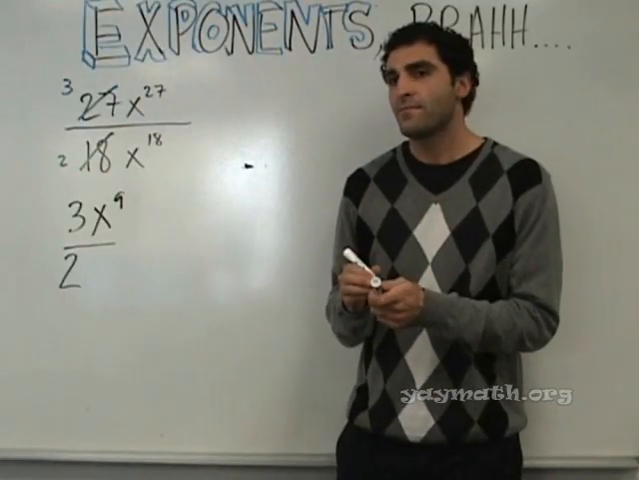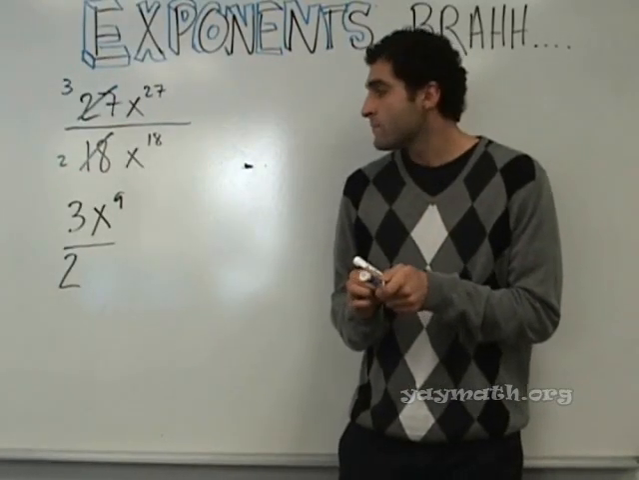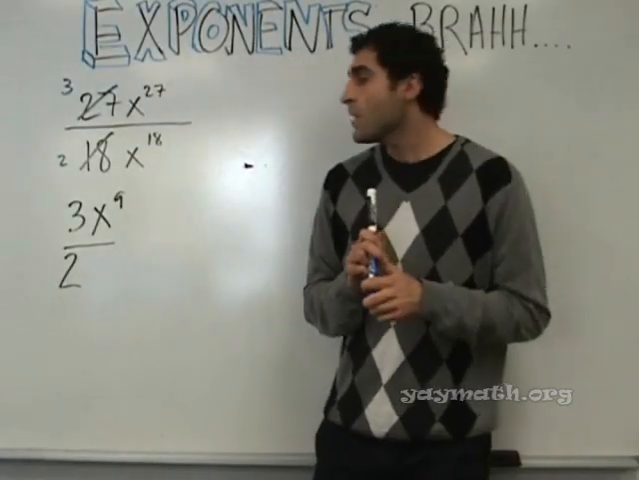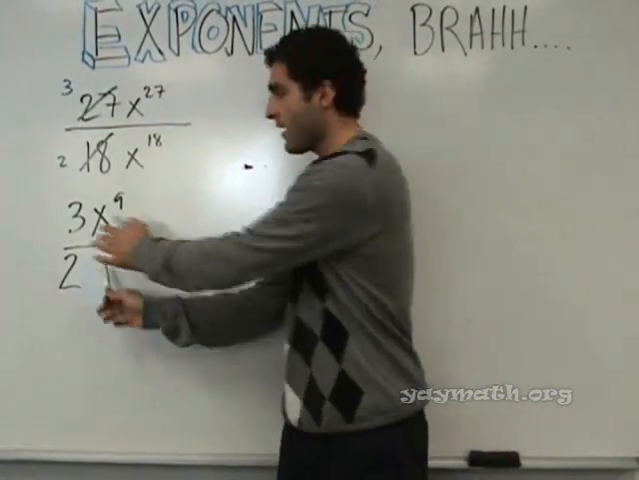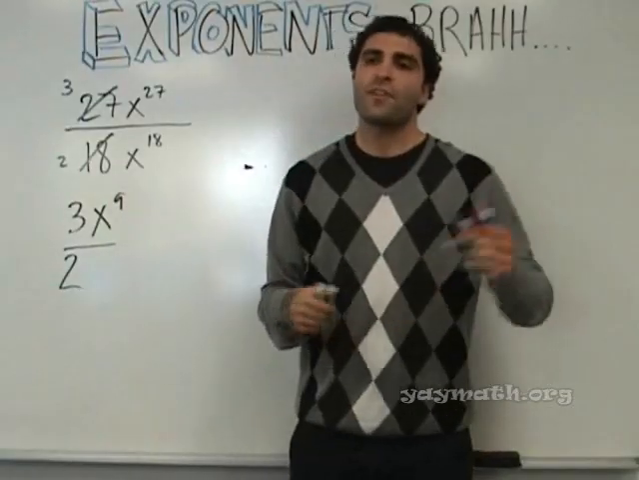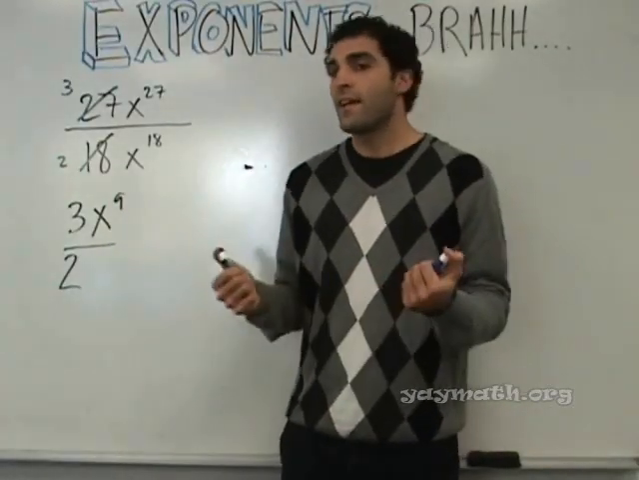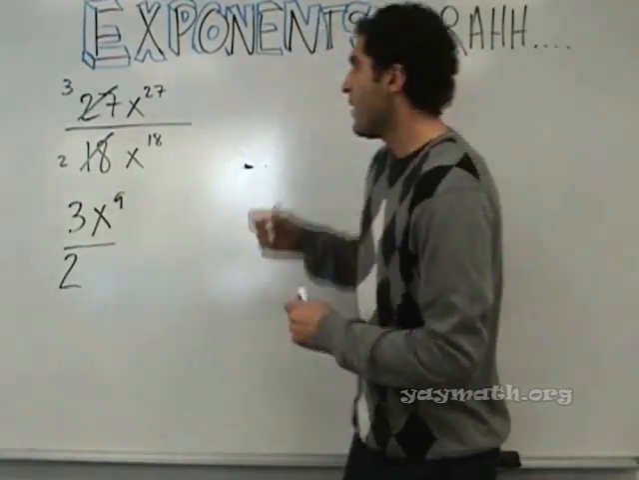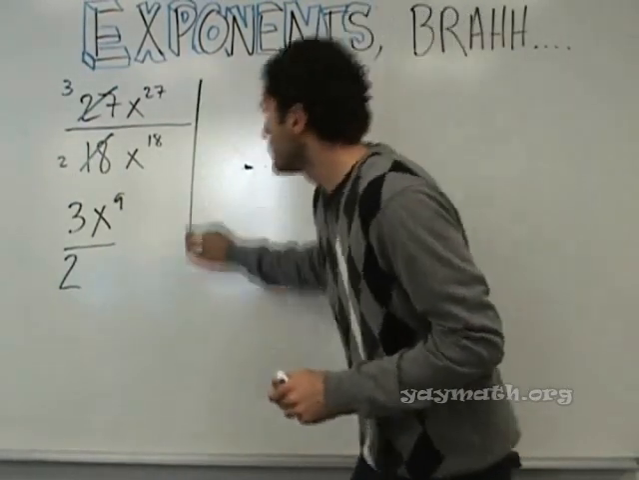Questions about that? Yes? Couldn't 3x to the 9th be simplified? Simplified how? By 3? No, an exponent, it's like 3x or 3x squared. They can't be simplified. 3x to the 9th is just another one. Okay? All right, final rule.